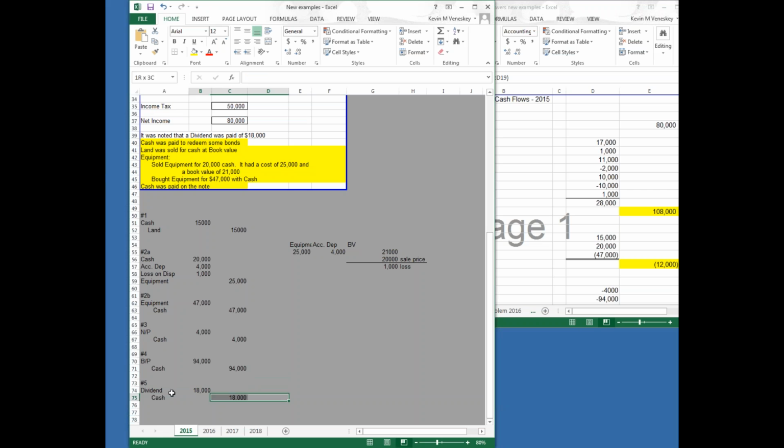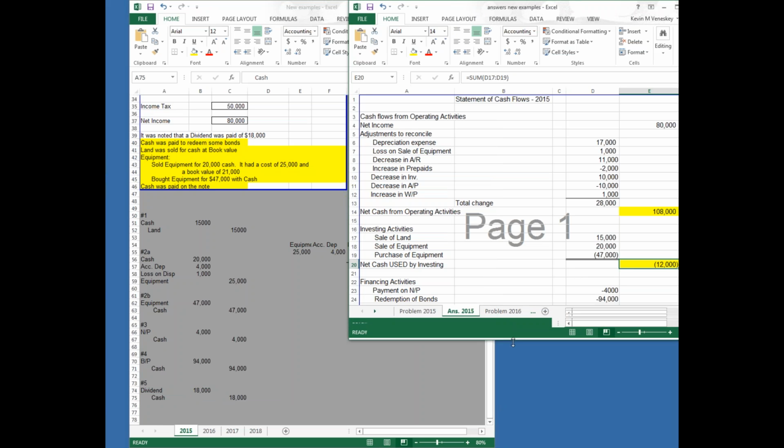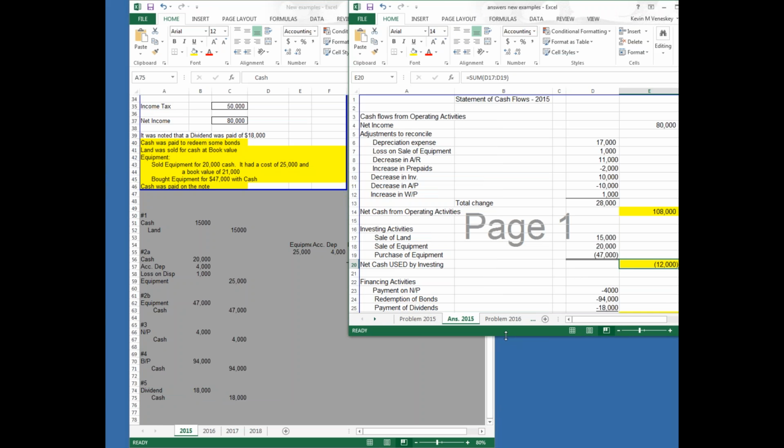Did this transaction involve net income? No, it did not. This is owner's equity, asset. Did it involve cash? Yes. So I need to show and make an adjustment to my net income. I paid dividends of $18,000.